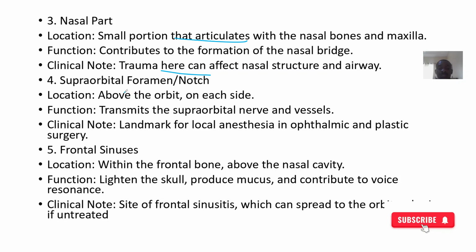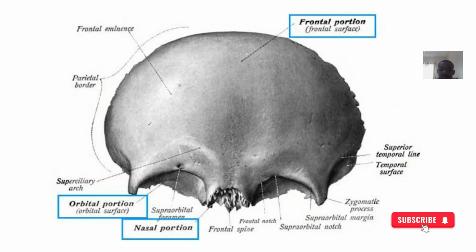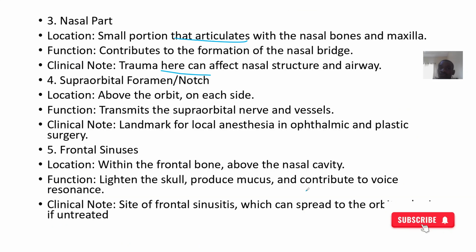Then supraorbital foramen has a notch, is above the orbit on each side. This one, the one that is like the roof of the eye. So it also transmits the supraorbital nerve and the vessels, so you have to be careful.